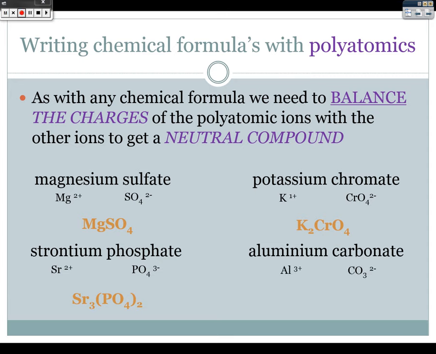And then aluminum carbonate, I've got a 3 plus and a 2 minus, so I'm going to need 2 aluminums and 3 carbonates. And again, those don't change the name at all. It's just balancing that charge.